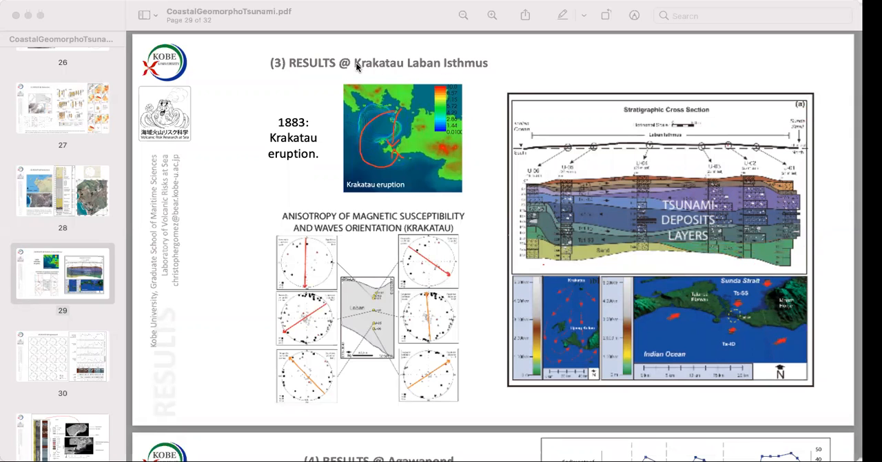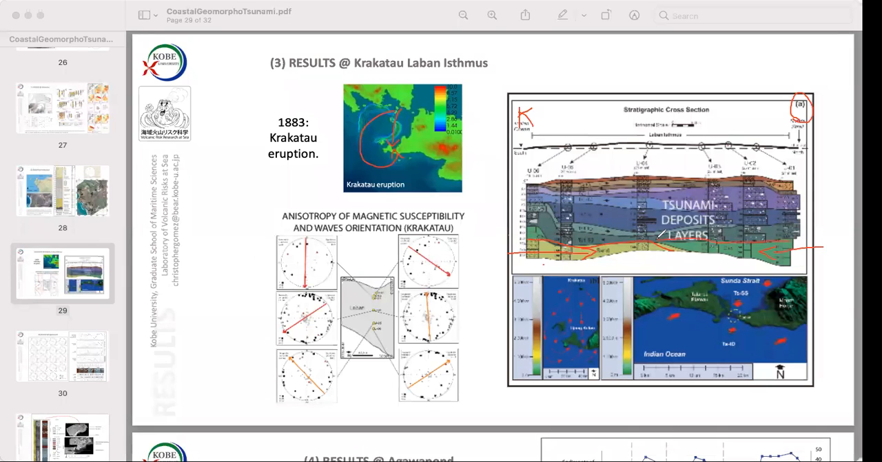The Krakatoa is on the other side. So that's the Krakatoa side, yeah. And that's the ocean side. And you have the first wave that comes in and deposits this one. So that's the first wave here. And then we have a second wave that comes in and deposits this one.